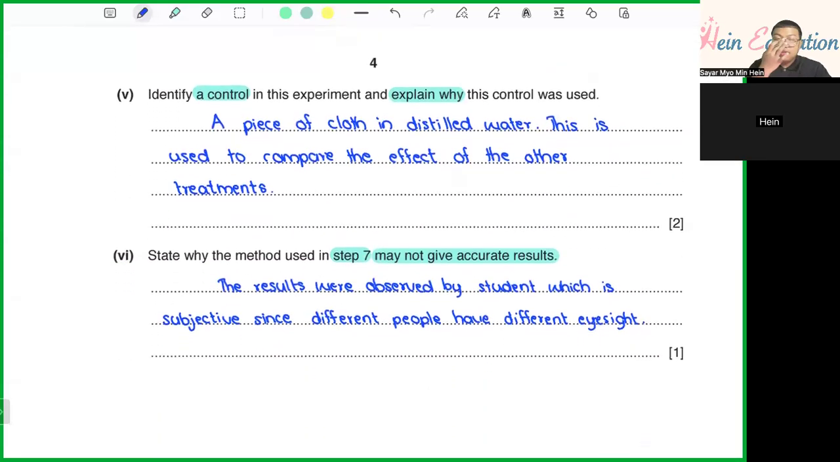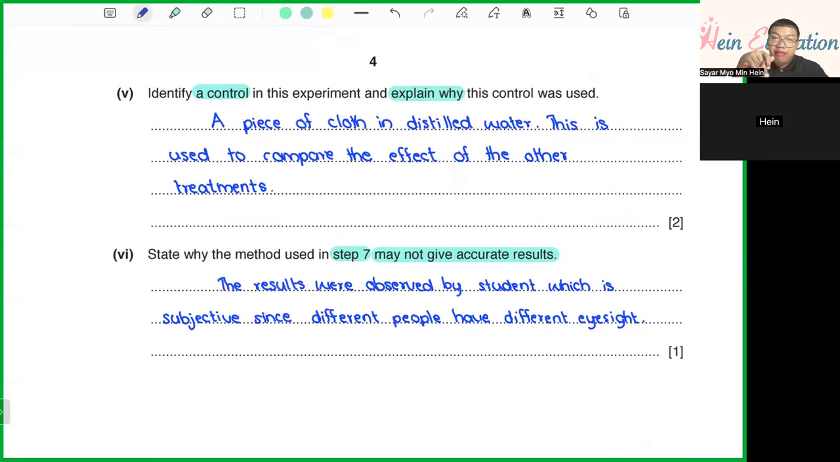And then identify a control in this experiment. It has to be in this experiment already, and explain why this control was used. In this case, you can see we have four different pieces of cloth used: bio, non-bio, distilled water, and not washed. You can see that only bio and non-bio are included as the independent variable, right? But we got two, which are distilled water and not washed. So both can be identified as a control.